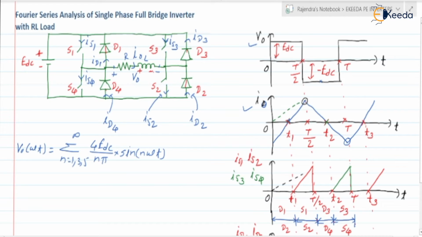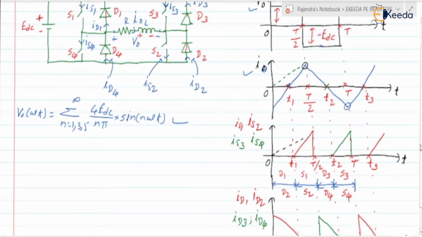As V0 here and V0 in the purely resistive load have the same waveform, the Fourier series analysis will also be the same. So this is the Fourier series expression of V0 of omega t. From this expression, it consists of only the fundamental component, third harmonic, fifth harmonic, seventh, ninth, 11th and so on. Only odd harmonics are present in the V0.